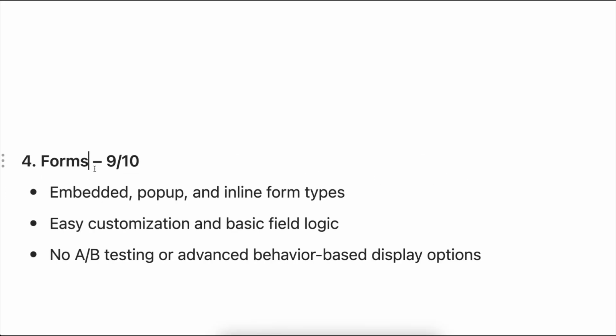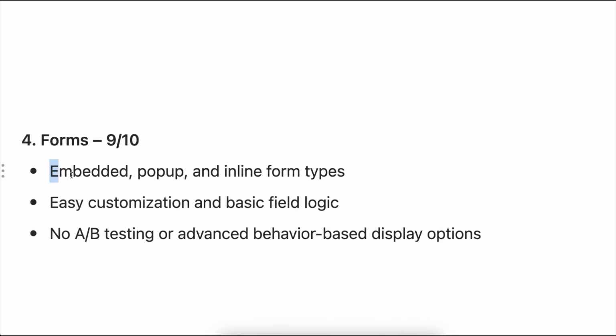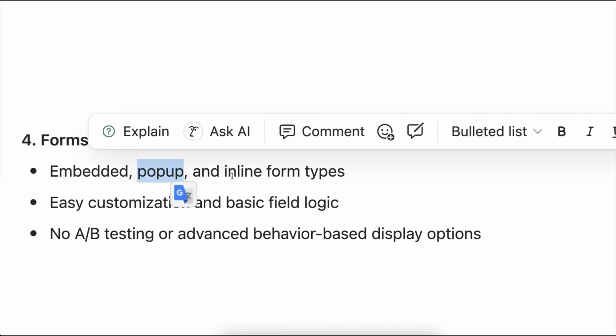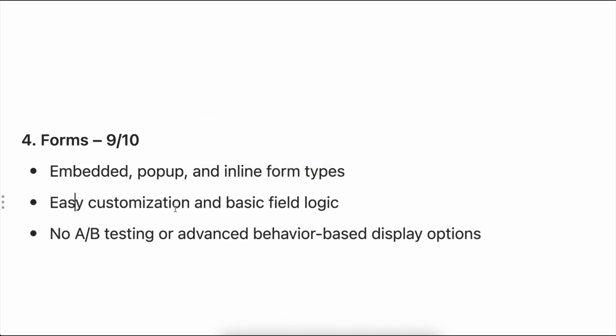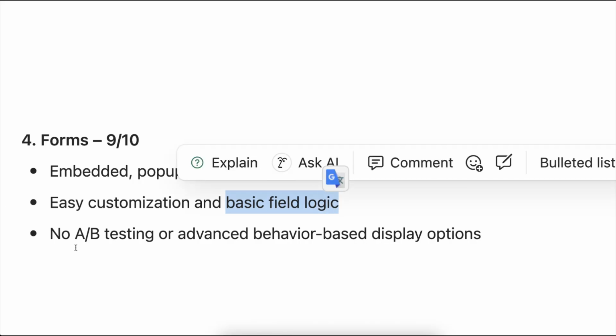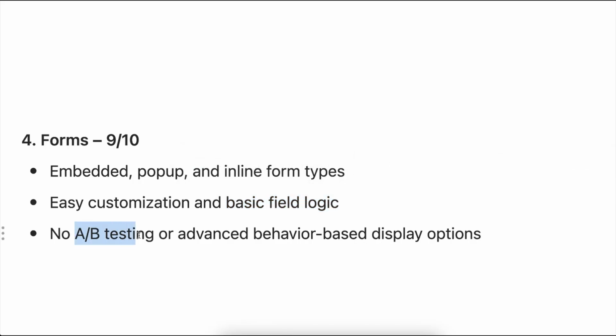When it comes to forms, you have all of the main stuff. You have the embeds, you can create different pop-ups, even gamified stuff, inline forms. It's very easy to customize and you can customize quite a bit, add all of the different basic fields, and there is no A/B testing here. So if you want to A/B test it out, you're not going to have that option. But again, most of email marketing softwares don't have that option. But in general, it's really good. It's a 9 out of 10.